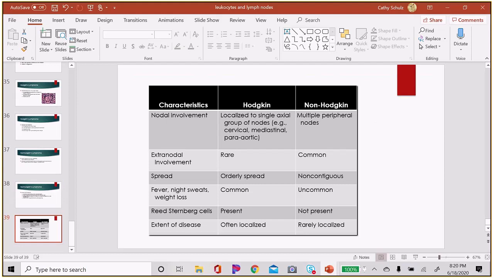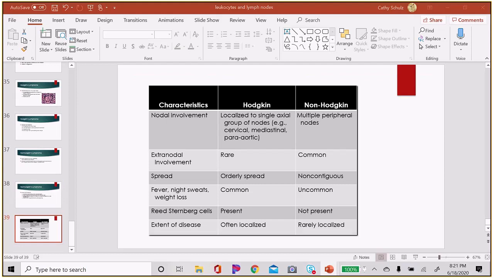The spread is orderly in Hodgkin's, whereas in non-Hodgkin's it can be all over the place. The fever, night sweats, and weight loss are most common in Hodgkin's, but can occur in non-Hodgkin's. Those Reed-Sternberg cells are present, and non-Hodgkin's tends to be less localized.